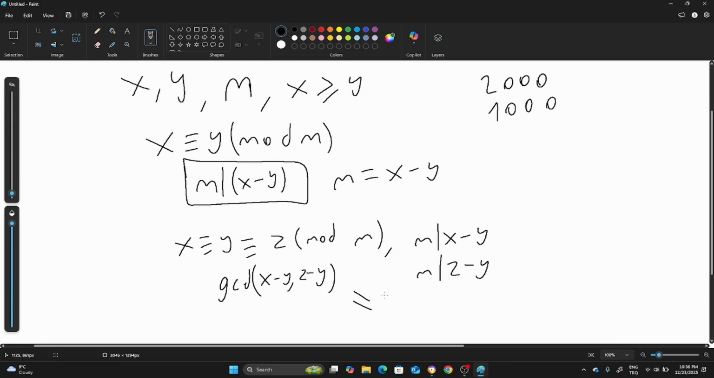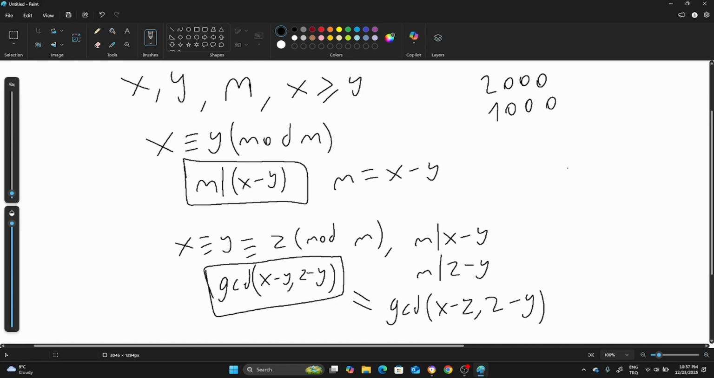Actually, this is not an improvement. This is just rewriting the same thing with a different expression. We can also say x minus z or z minus y. It's the same thing. Basically, if you had three people and you want three of them to have the same date, then you can find the biggest m for which this is satisfied using the GCD function.